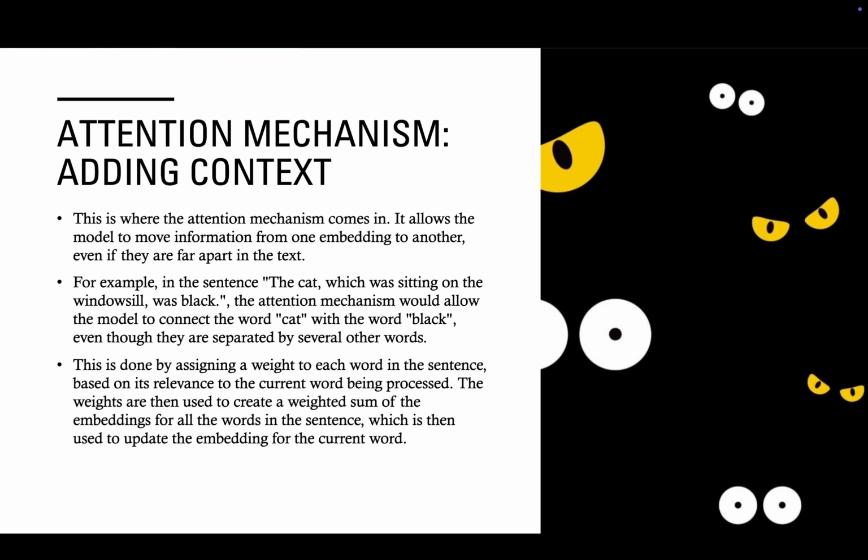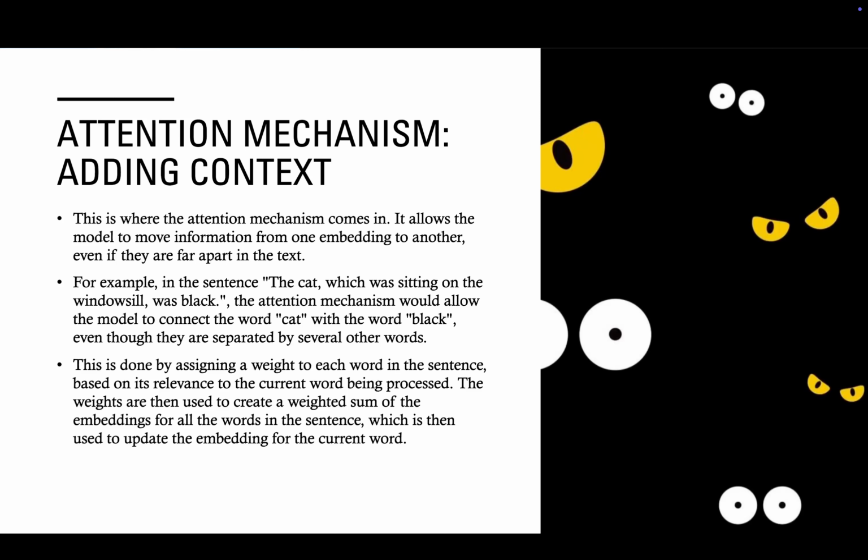So, our attention mechanism. This is where the attention mechanism comes in. It allows the model to move information from one embedding to another, even if they are far apart in the text. For example, in the sentence, the cat, which was sitting on the windowsill, was black. The attention mechanism would allow the model to connect the word cat with the word black, even though they are separated by several other words.